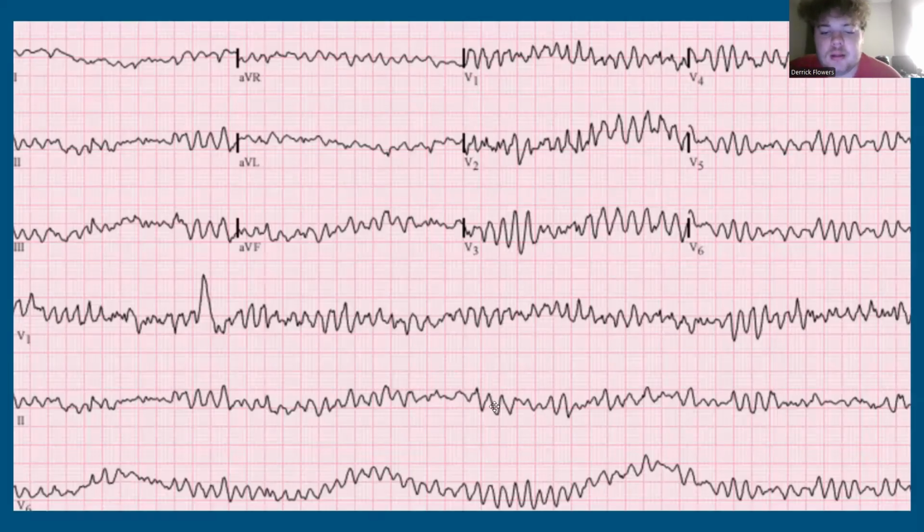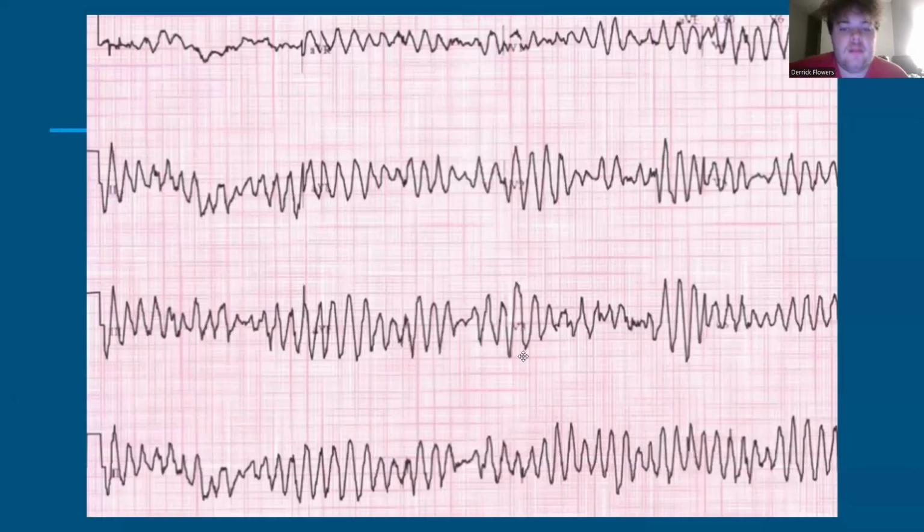This is VFib. It looks ugly, right? It looks like a 2-year-old scribbled on a piece of paper. This is torsades. Notice how it gets bigger and then smaller and then bigger. It looks like a party streamer. You ever see those party streamers? It looks like those, right? That's torsades.